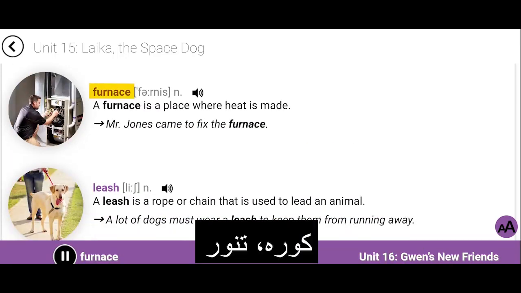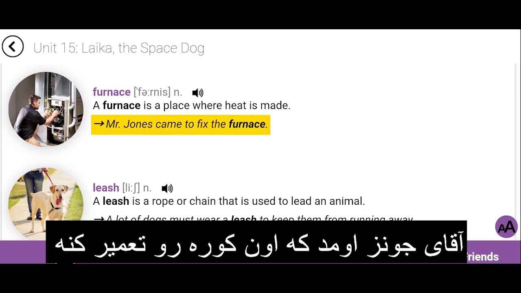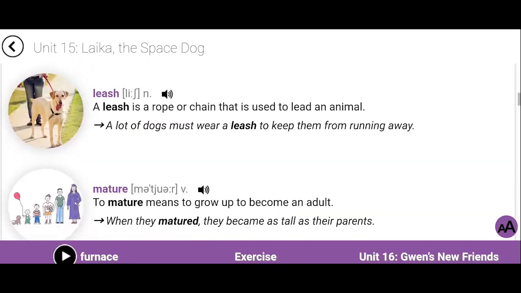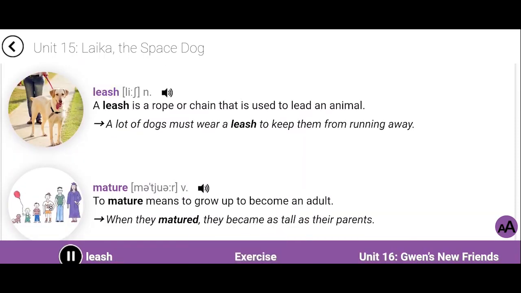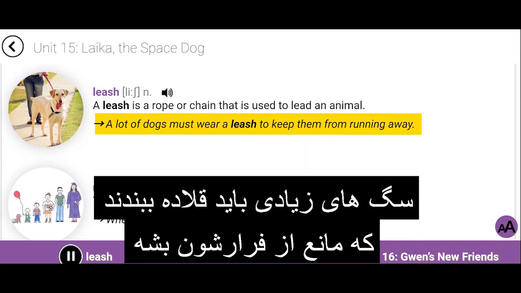Furnace. A furnace is a place where heat is made. Mr. Jones came to fix the furnace. Leash. A leash is a rope or chain that is used to lead an animal. A lot of dogs must wear a leash to keep them from running away.